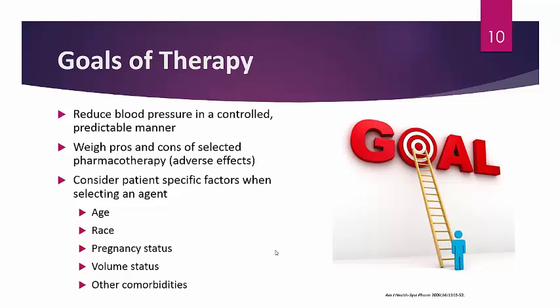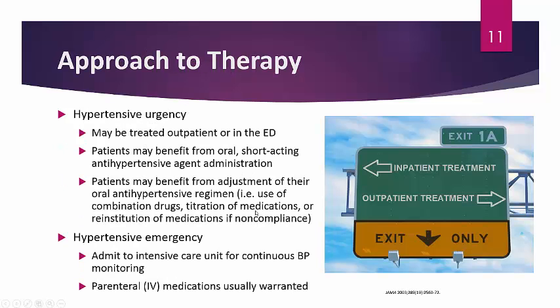In terms of volume status, some of these medications that we'll talk about actually carry a pretty hefty volume load associated with them because they're IV continuous infusion. And we also have to consider other comorbidities that a patient has as a result of a lot of medications having contraindications in certain disease states. When approaching a patient that has a hypertensive crisis, you have different treatment paths that you may take depending on whether or not you have hypertensive urgency or hypertensive emergency.